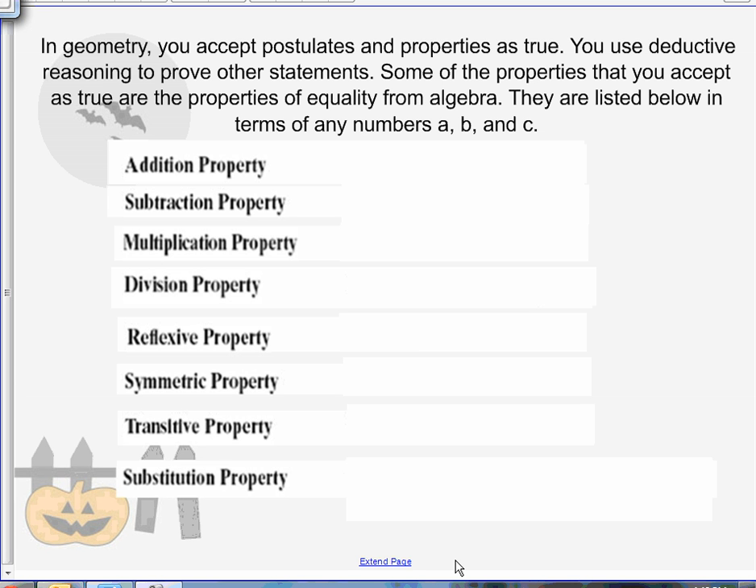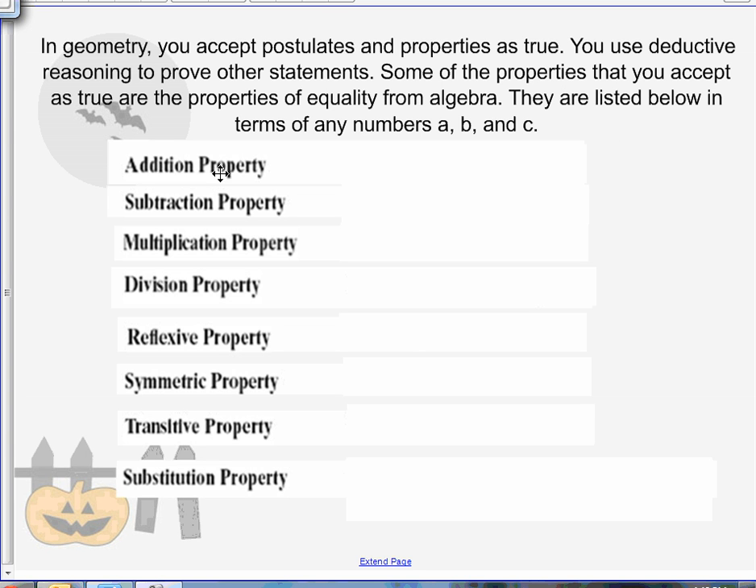Okay, so we have right up at the top, in geometry, you accept postulates and properties as true. You use deductive reasoning to prove other statements. Some of the properties that you accept as true are the properties of equality from algebra. They are listed below in terms of any numbers A, B, and C. So what that means is that as I go through these properties, instead of there being numbers, they're just going to use the variables A, B, and C.